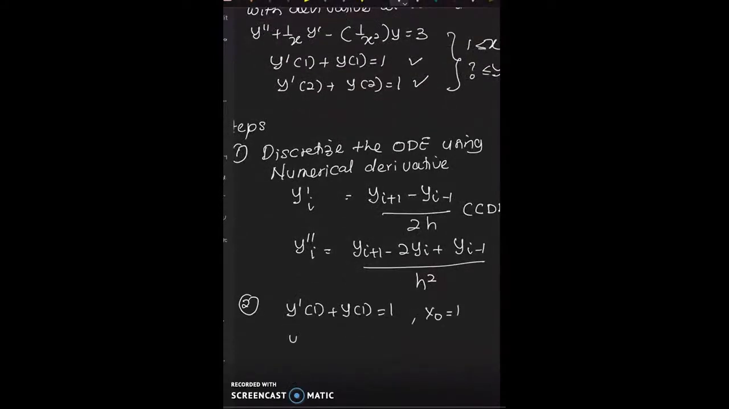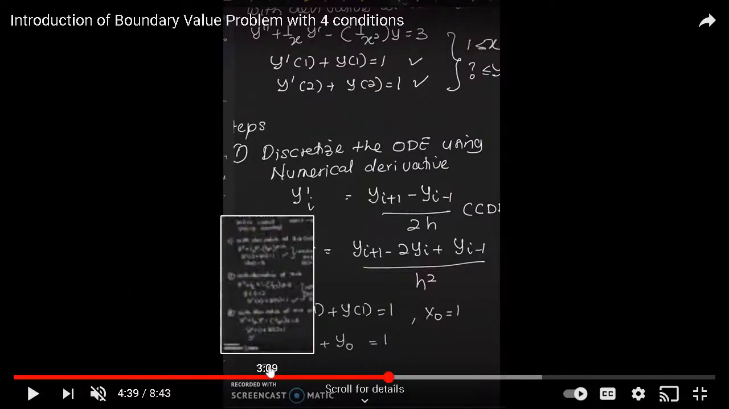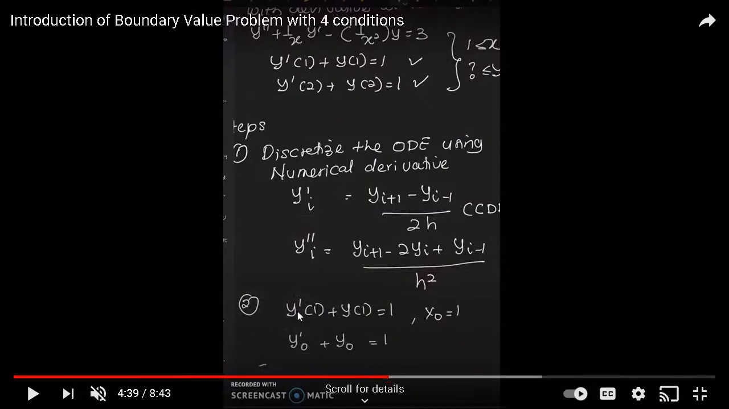This one also you need to be clear. When you have this derivative, why is this a boundary condition? This is condition number 1. When x not equal to 1, the early point is 1, you have the derivative for the first corner, the first boundary: y prime 1 plus y 1 equal to 1, meaning y prime naught plus y naught equal to 1. This is the way you write it. What is naught? 0 is at the early stage. This is condition number 2.